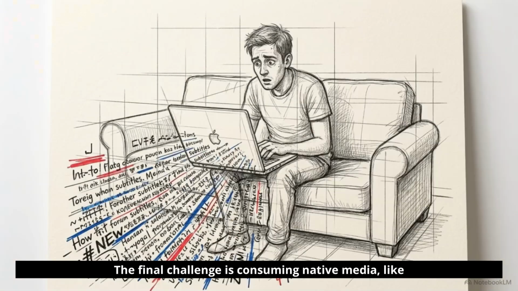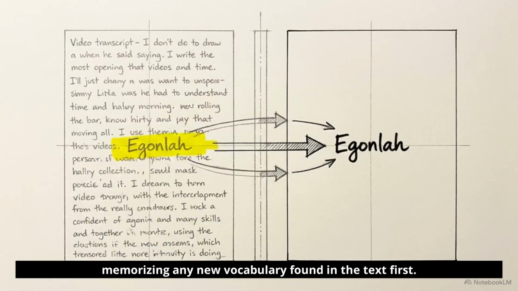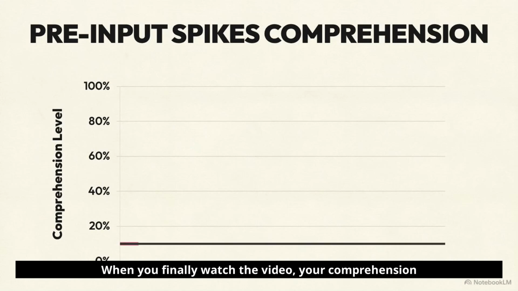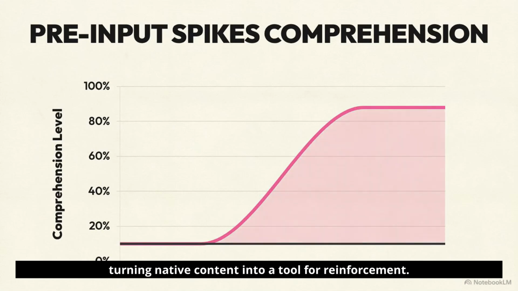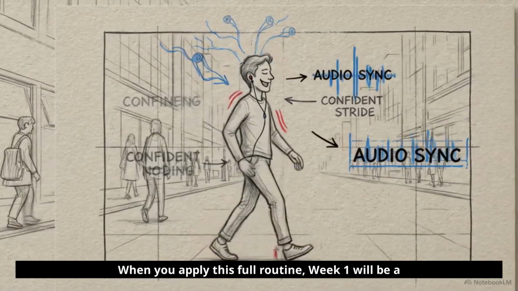The final challenge is consuming native media, like YouTube videos, without being overwhelmed by the speed of a fluent speaker. To solve this, we use pre-input comprehension. Before you press play, extract the video's written transcript and study it, memorizing any new vocabulary found in the text first. This primes your brain's pattern recognition. When you finally watch the video, your comprehension can jump from 10% to over 80%, turning native content into a tool for reinforcement.